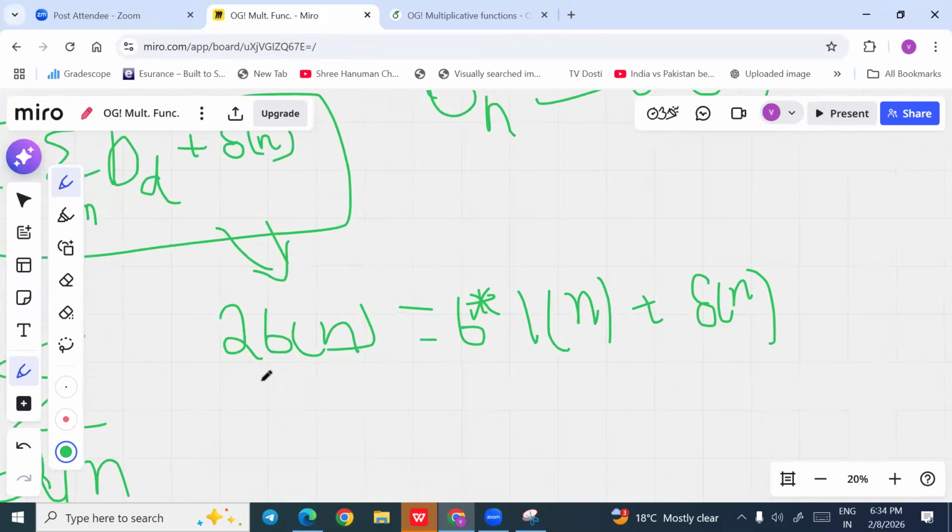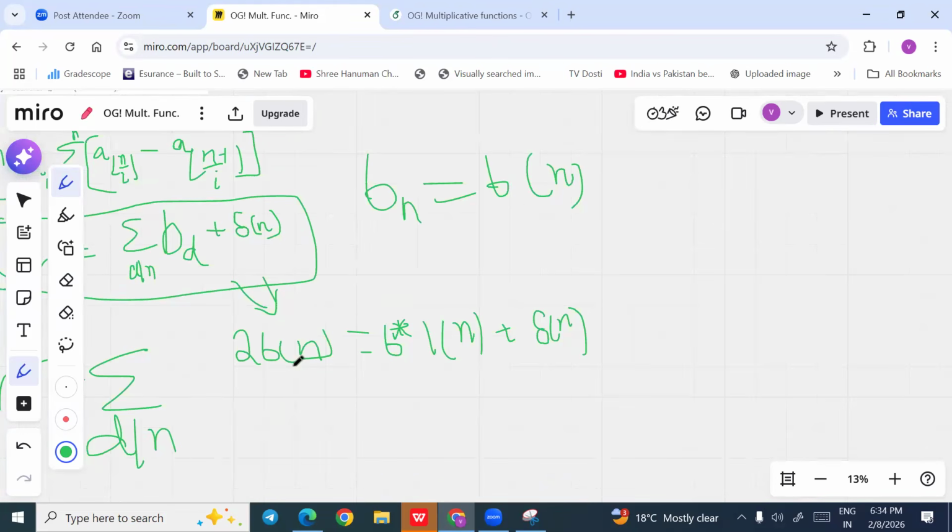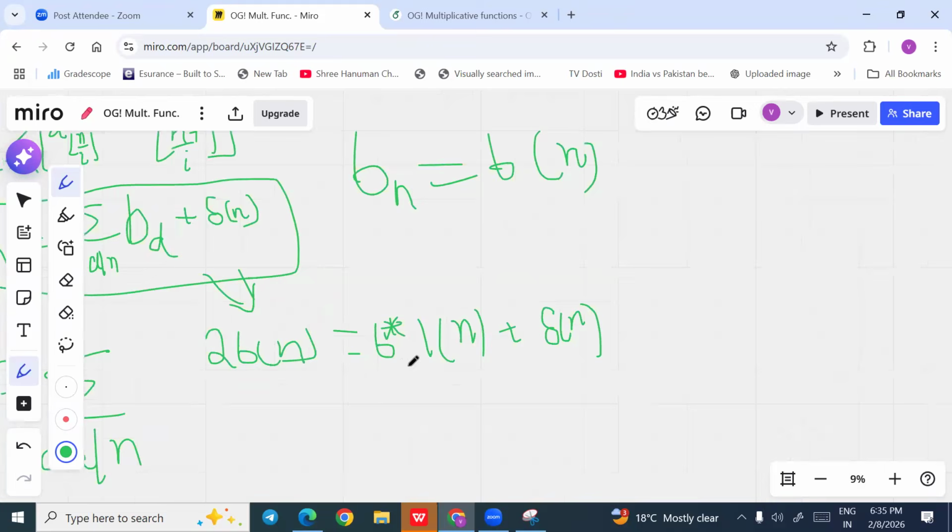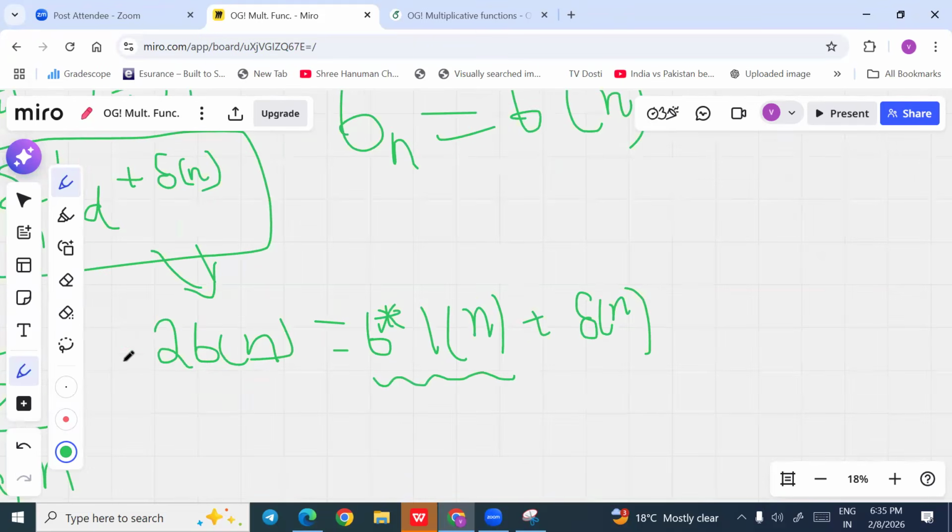Wait, how do you know b is multiplicative? I'm not saying b is multiplicative. It could be non-multiplicative, but you've done a convolution with it. Yeah, I can do a convolution with it. I'm not claiming that this convolution is multiplicative. Ah, okay. This convolution could be a non-multiplicative function as well.